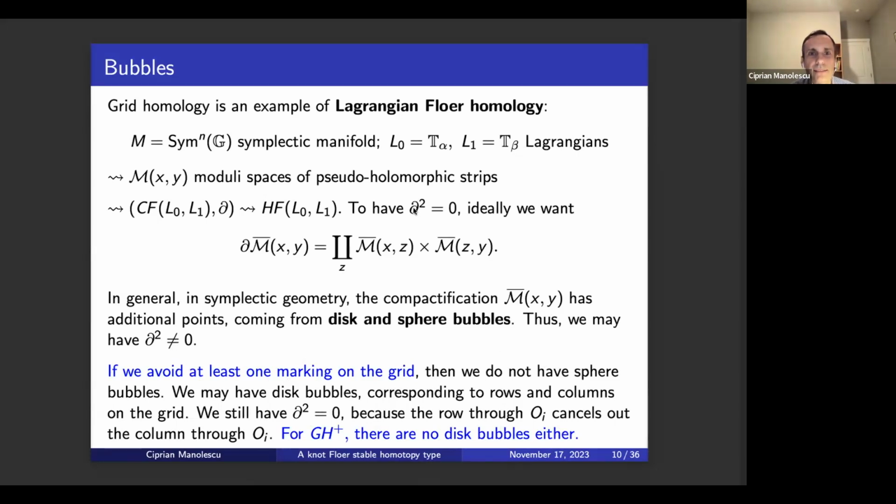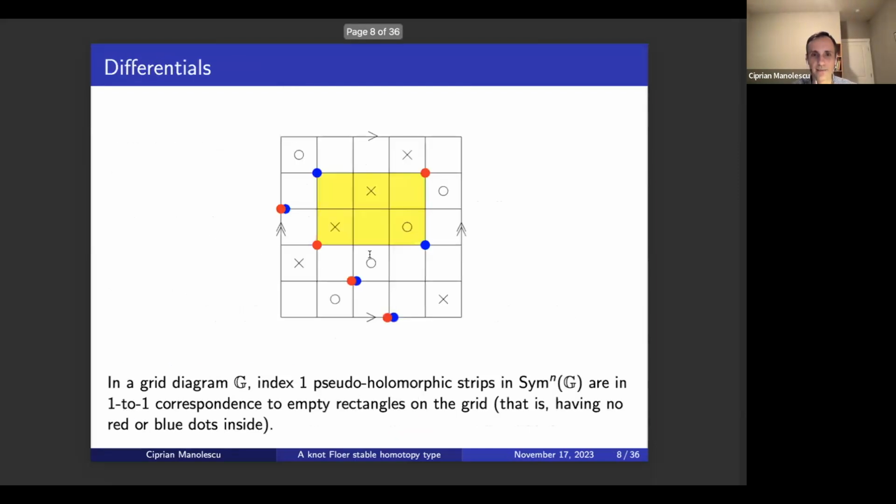Someone asked, would you be able to draw a picture to illustrate why the disk bubbles cancel? Is this just an algebra cancellation, or is there an actual null cobordism between the relevant moduli spaces of disks? Yeah, there is a relevant null cobordism. The picture is perfectly symmetric. I don't think I have to draw a picture, but the alpha and the beta Lagrangians are completely symmetric. So whatever bubbles you have on one side, you also have on the other side.